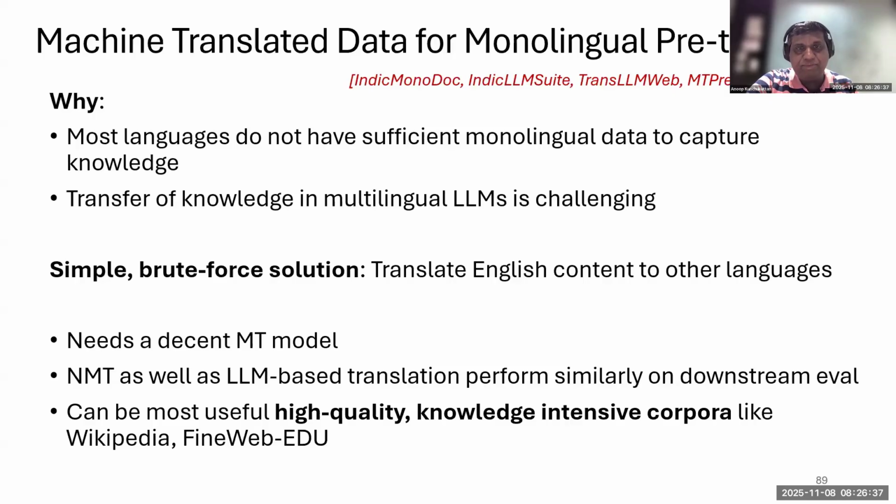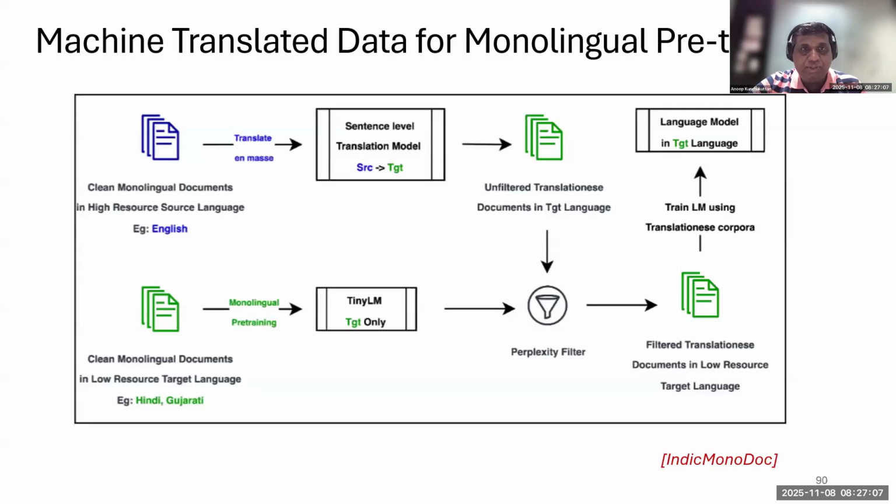That will be too much data for the model to train. But if we can be focused on high quality and knowledge intensive corpora like Wikipedia and FineWeb EDU, then that will be a very good source of knowledge injection for pre-training into the new language. So as Safi showed previously, FineWeb EDU improves language modeling performance and even downstream knowledge-rich task performance very fast. So translating this kind of high-quality data is useful.